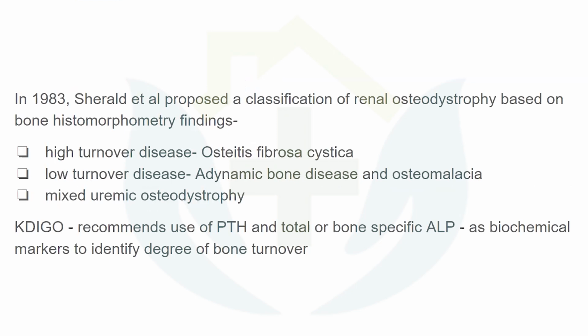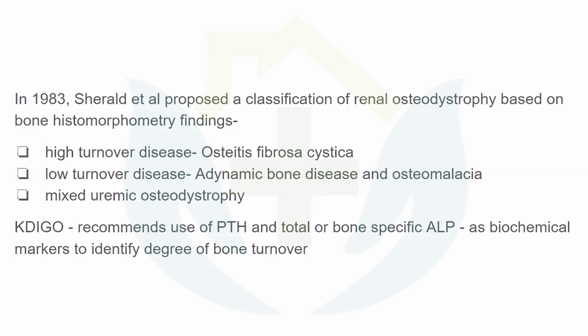So we have already seen the term renal osteodystrophy. This was the previous classification of the pathological changes of renal osteodystrophy. It's basically classified into high turnover disease, low turnover disease, and mixed uremic osteodystrophy, and this classification was proposed in 1983. High turnover disease is osteitis fibrosa cystica, and low turnover disease includes adynamic bone disease and osteomalacia. And mixed uremic osteodystrophy is a combination of these.